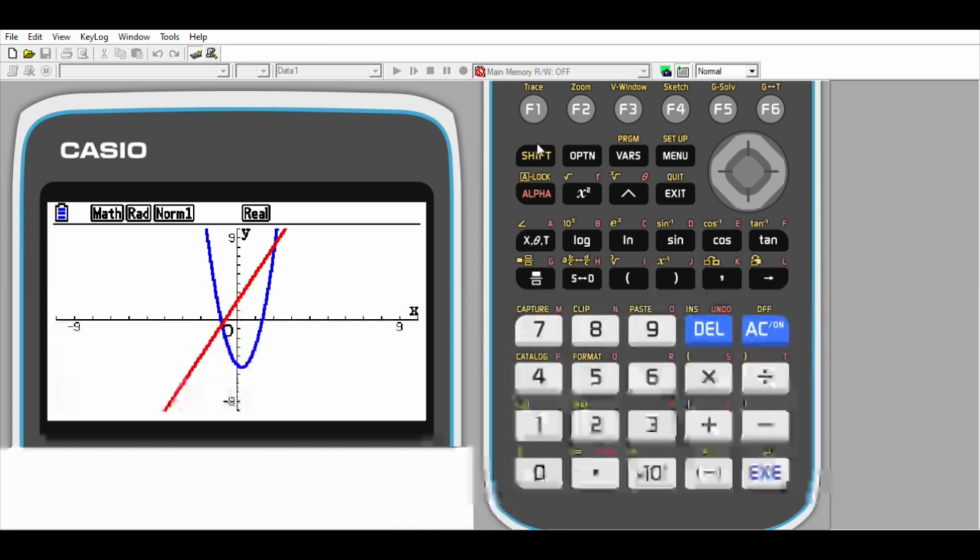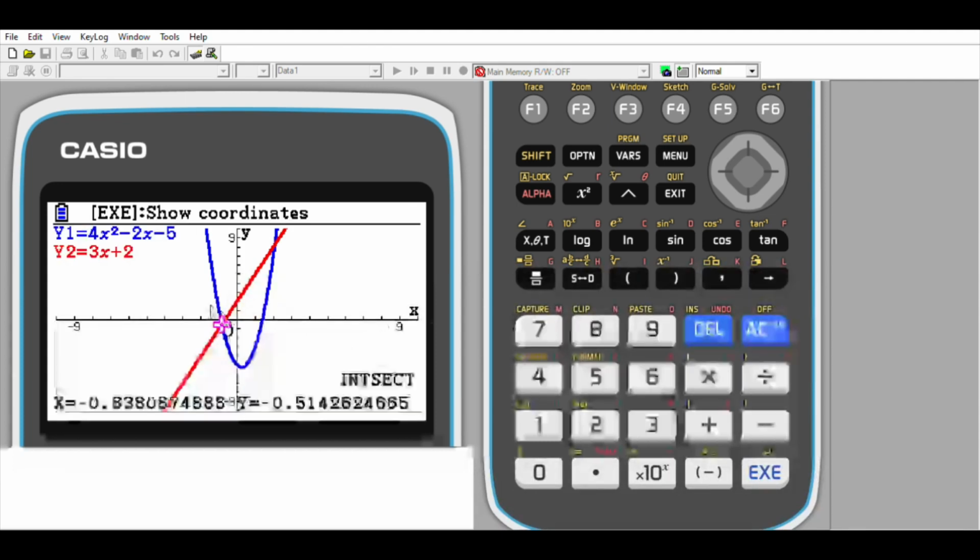So how do we find that? Shift, G-Solve, Intersect, okay? F5. So there you have, this is the first point of intersection, and if you click on the arrow, you'll get the second point of intersection over here. So these two values of x are the solutions of this equation. So let me copy the values of x, and those will be the solutions.